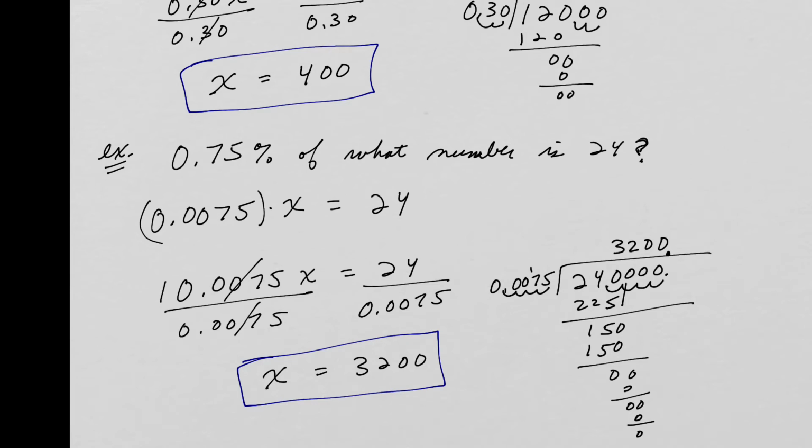Okay, what if the unknown is a percent, right? What if the unknown is a percent? So far, the unknown has been a number. What if it's actually a percent? Let's look at a couple of questions like that. So here's the percent problem. 13 is what percent of 52?